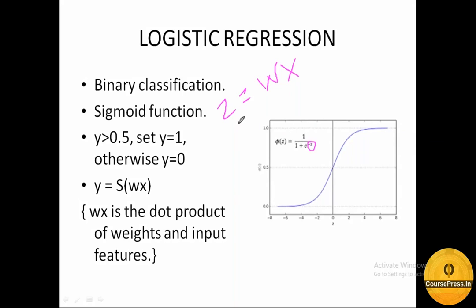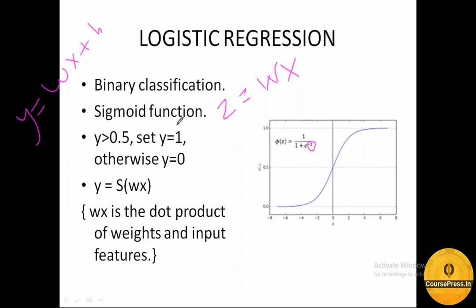Even when we used to find something for a regression problem, the output was continuous, right? But when we use the sigmoid function on this equation, the output becomes something in a range of 0 to 1. So if the output of the sigmoid function is greater than 0.5, then we set our output as 1, and if it's less than 0.5 we set the output as 0.